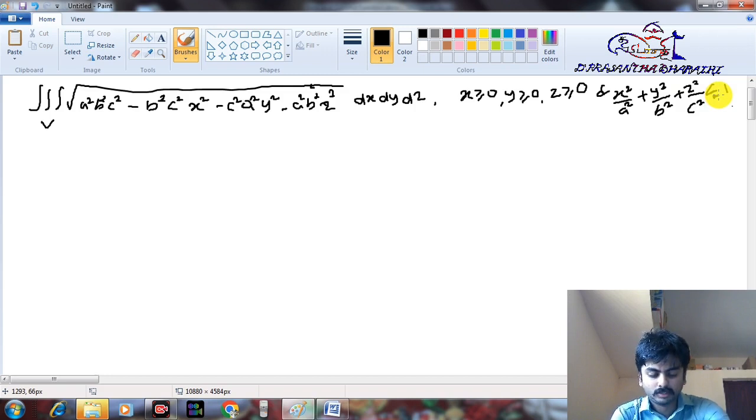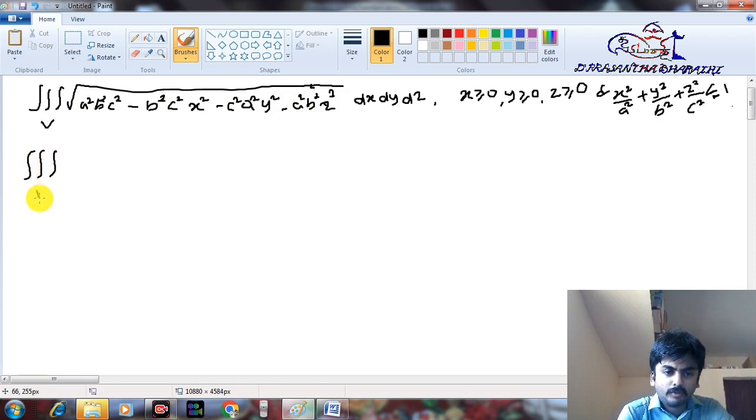Okay, now we want to evaluate this. How to evaluate this? That is a question. First of all, we have to do something which will make the integral very simple. So the integral here is triple integral over V. Okay, now I have started the solution.